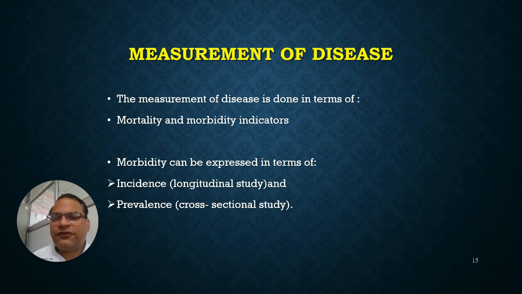Now, what are the measurements of disease? The measurement of disease is done in terms of mortality and morbidity indicators. Morbidity can be expressed in terms of incidence and prevalence, which I had discussed in the previous module also. Incidence means the number of new cases, and prevalence means number of new as well as old cases at a given point of time.